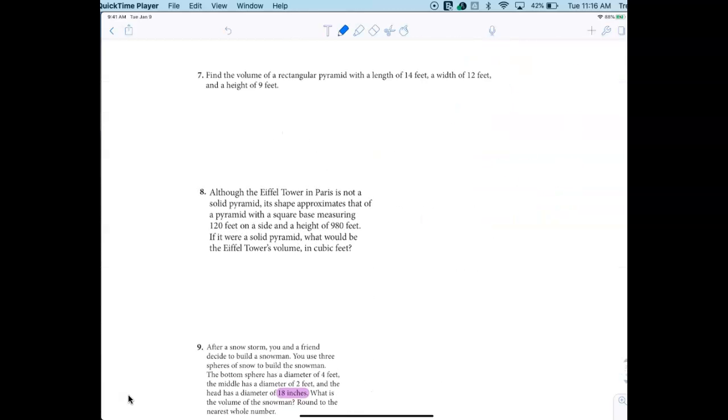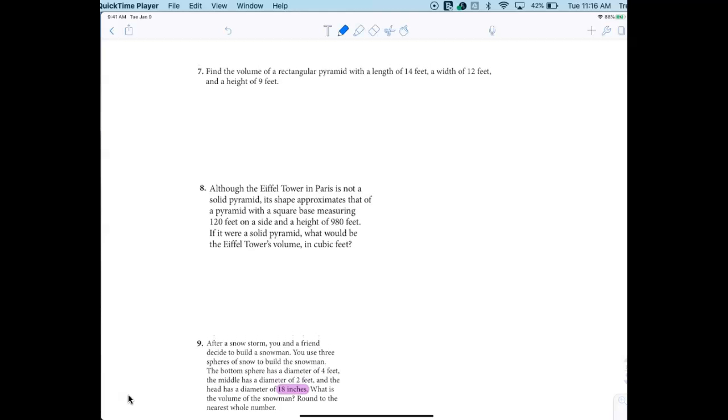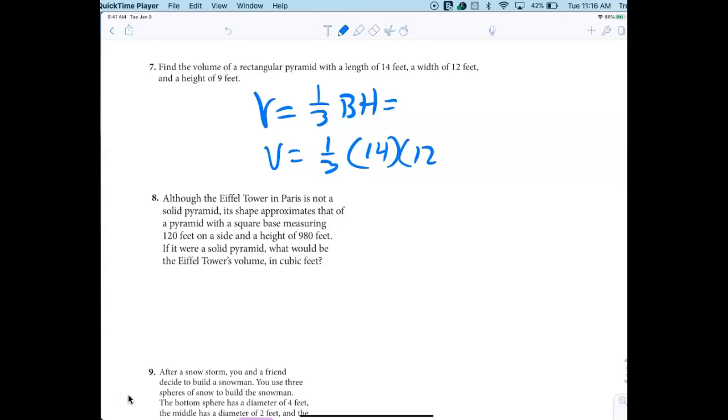Let's have some more fun. Number 7. Do you guys have 7, 8, 9, right? All right, here we go. 7. Find the volume of a rectangular pyramid with a length of 14, a width of 12, and a height of 9. So a rectangular pyramid, the formula is V equals what? Tell me, Michaela. 1/3 base times height. Right? And then it's 1/3 times length times width times height.